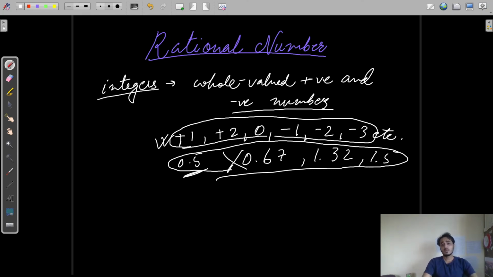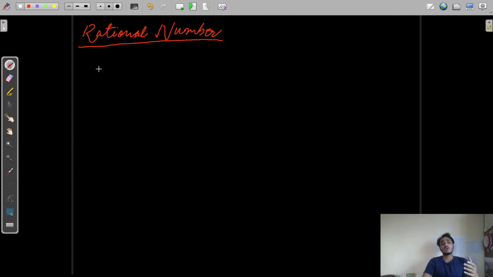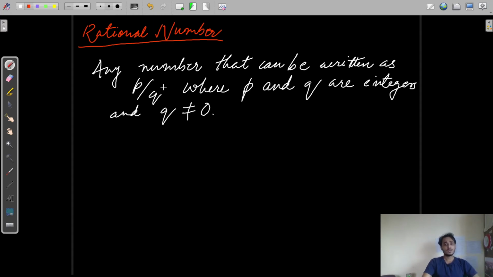Now let's discuss our topic, rational numbers. First of all, let's have a look at the definition of a rational number. What actually is a rational number? The definition of a rational number is any number that can be written as p by q, where p and q are integers and q should not be equal to 0.